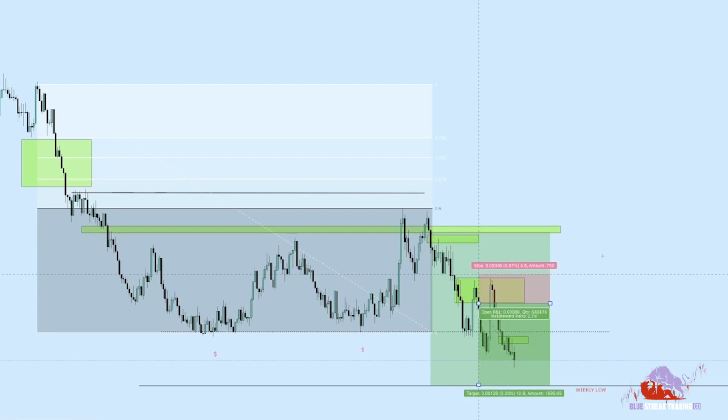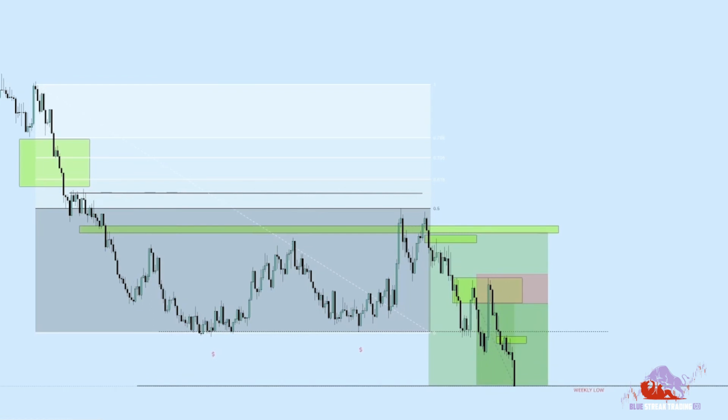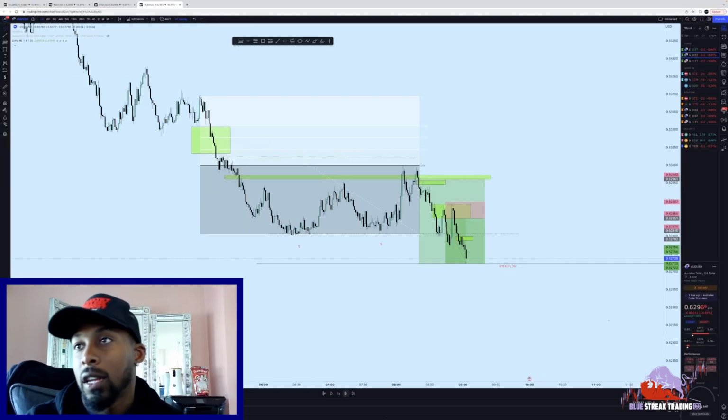Yeah. Risk-free trades. Rolling weed while I'm driving. TP, schmack. Look at that.